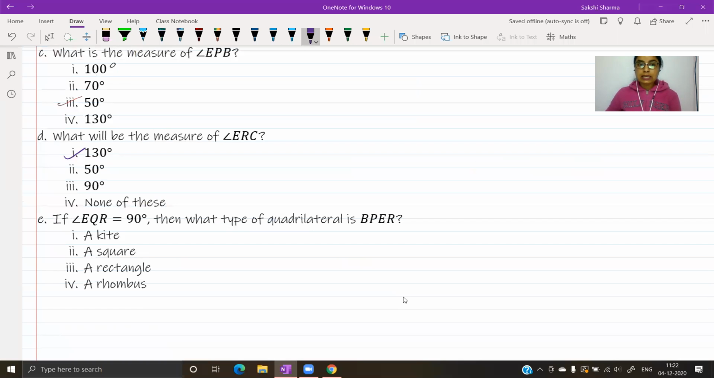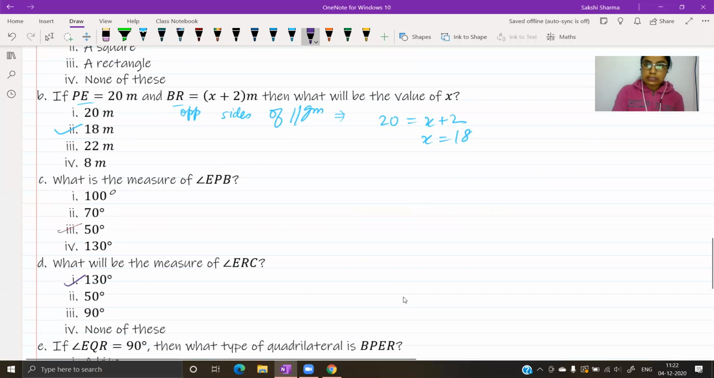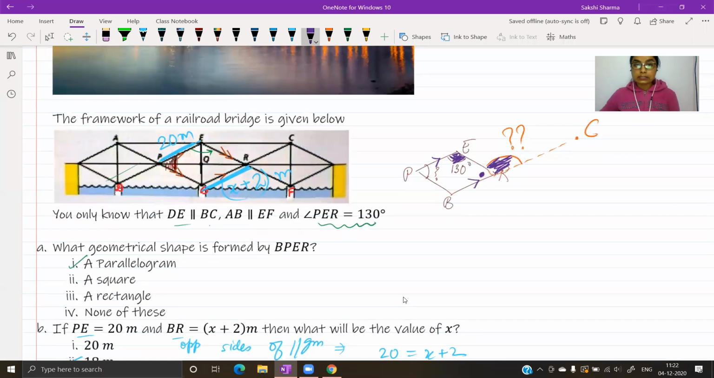Then lastly, if EQR equals 90 degrees, then what type of quadrilateral is BPER? EQR is the angle where the diagonals intersect. This angle in the middle, if we draw the diagonals, as you can see, the point of intersection is given to be Q. Here the angle that is formed is 90 degrees. What can you say about this quadrilateral now?